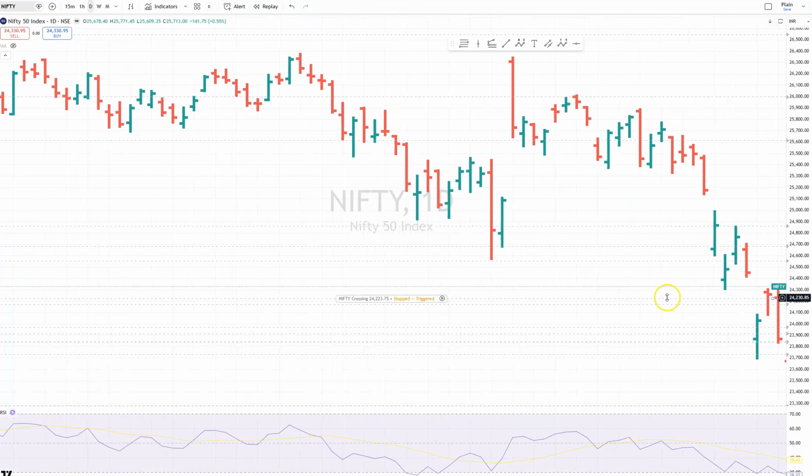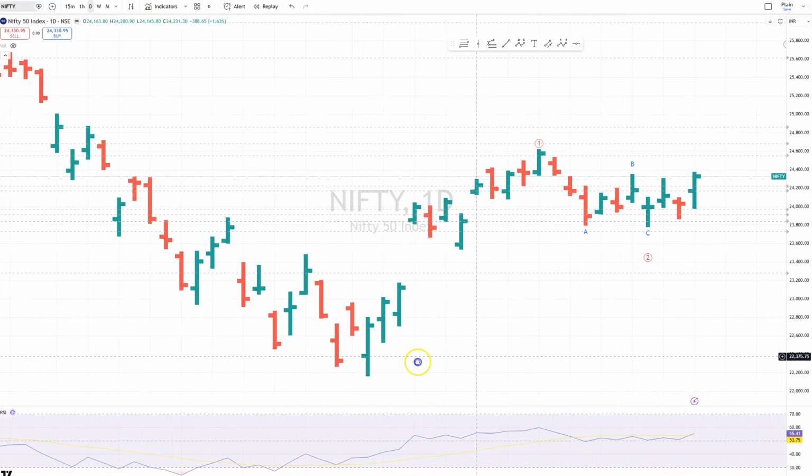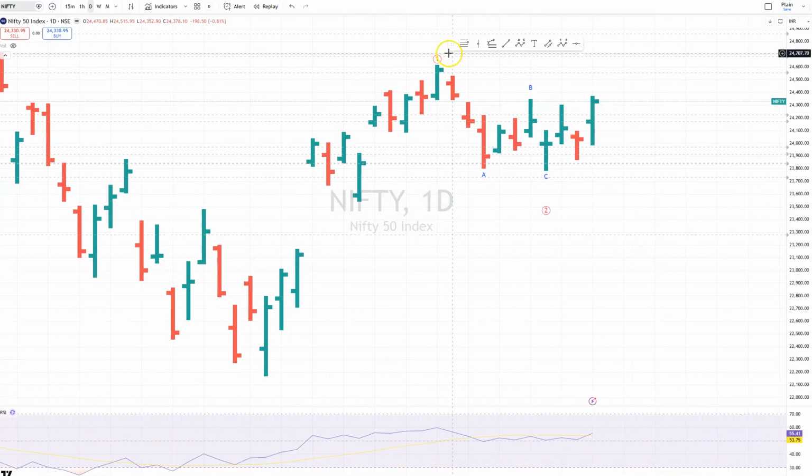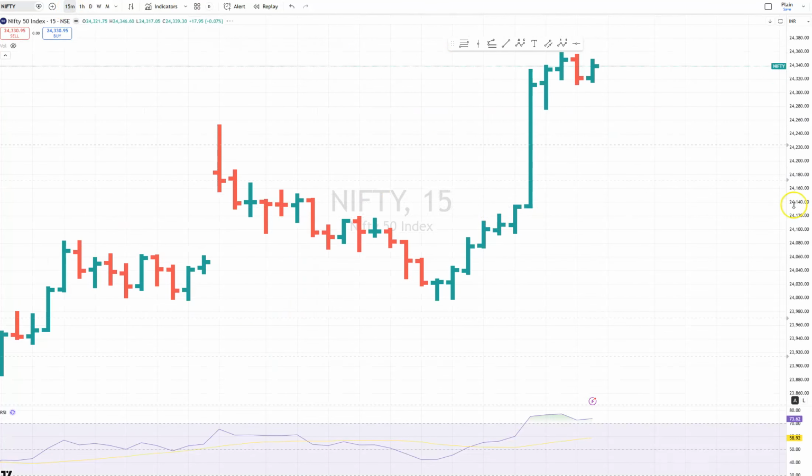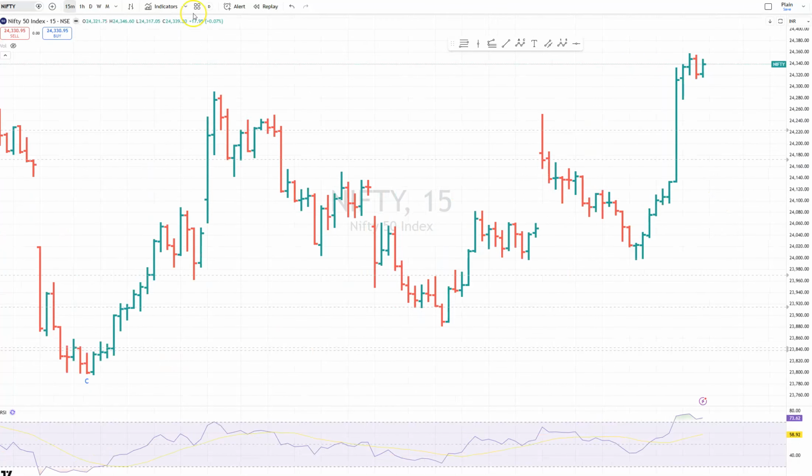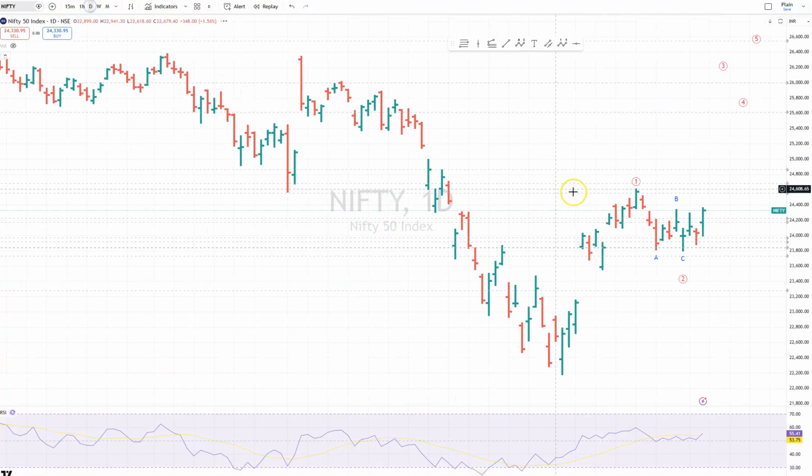See, this is like it. This is wave 1, this is A, B, and C, and now we are going back up. Now, interesting part. How did we know that this was a corrective wave? So you'll go to the 15-minute chart, or even you can just go to the daily chart. That's fine enough for me.